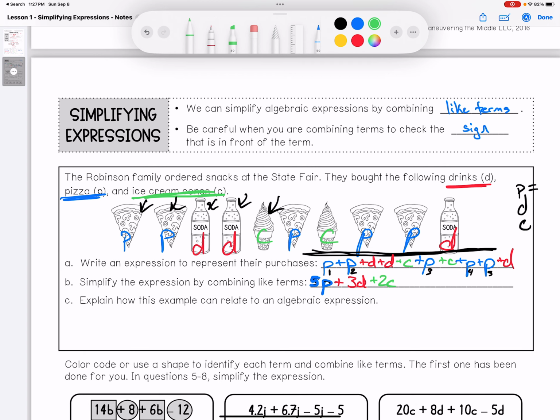So instead of writing it like we did on the top row, we could have wrote it as 5P plus 3D plus 2C, because they got 5 pieces of pizza plus the 3 drinks they got plus the 2 ice cream cones they got.